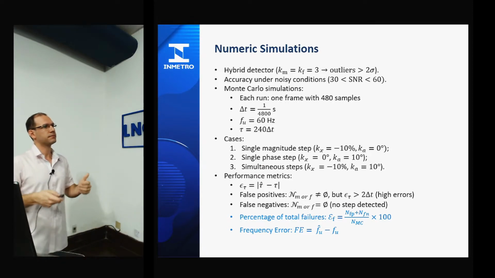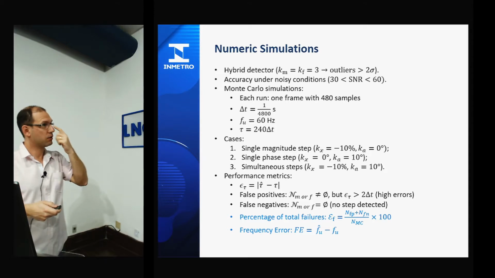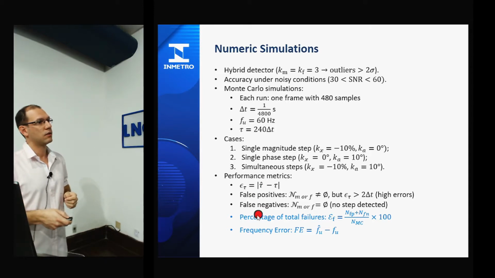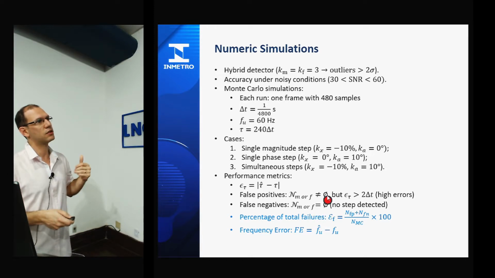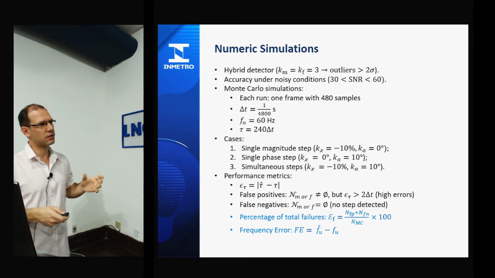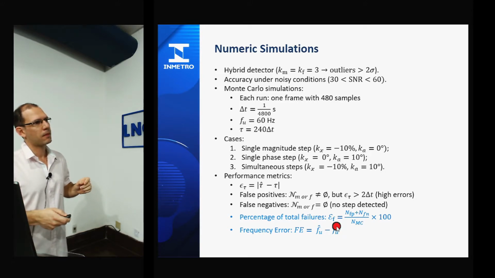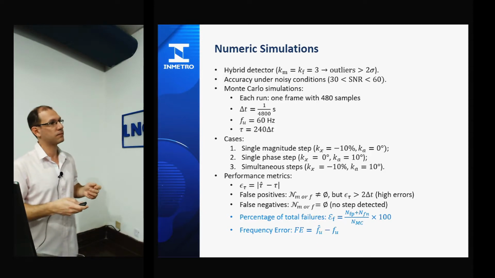After all the Monte Carlo simulations, we get the percentage of total failures for each case, for each noise condition, and for each signal, as the sum of false positives and false negatives divided by the number of Monte Carlo simulations. And we also get the frequency error. These two are highlighted in blue. We will show the results.